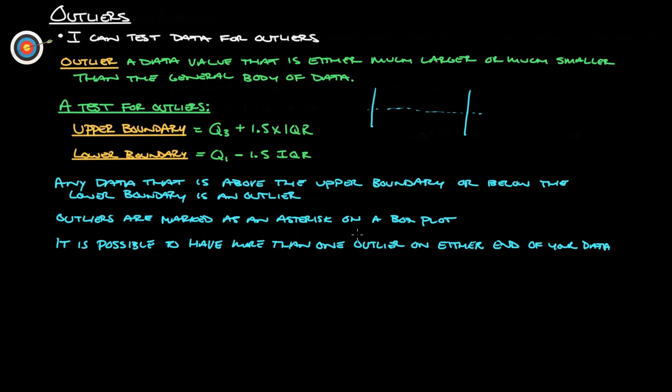Outliers are marked as an asterisk on a box plot. So they're still included, but you just mark them as little asterisks. And it is possible to have more than one outlier on either end of your data.